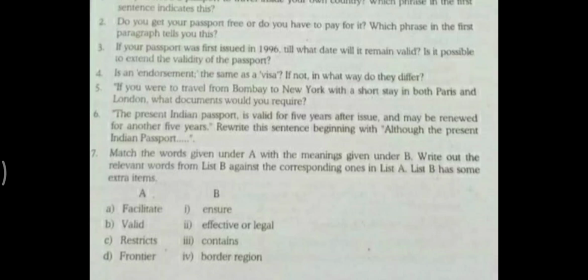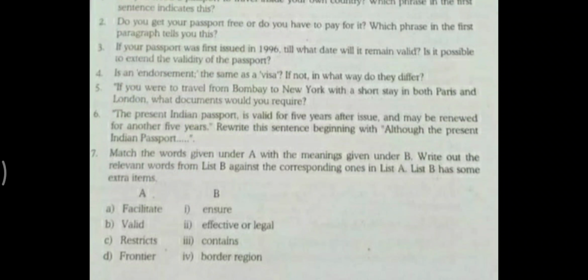If your passport was issued in 1996, till what date will it remain valid? Till 2001, since it is valid for 5 years, and we can definitely extend the validity of the passport. Is an endorsement the same as a visa? If not, in what way do they differ? A passport usually has an endorsement, an extra mark by the authority which issues it, stating to which country the tourist may travel. A visa is permission to enter that country. So, there is a difference.